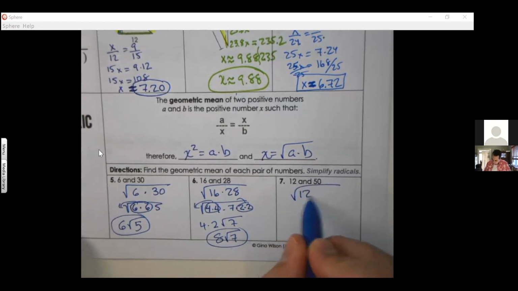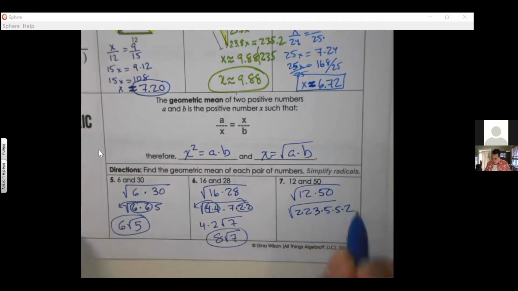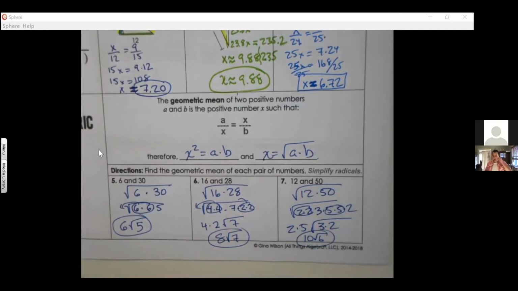Lastly, 12 times 50, 2 times 2 times 3 times 5 times 5 times 2. These 2's come out, these 5's come out, and the 3 and the 2 are stuck. That means 10 root 6 is the geometric mean. Okay, so what?